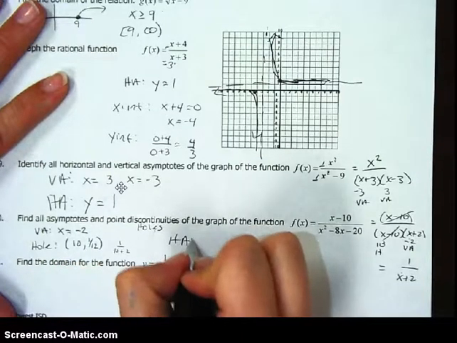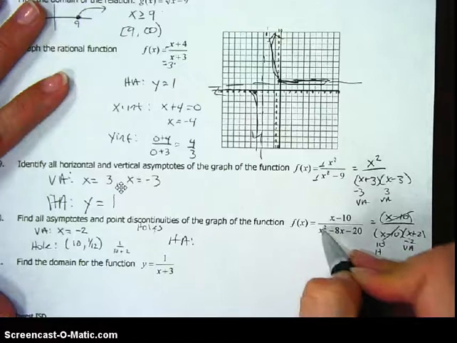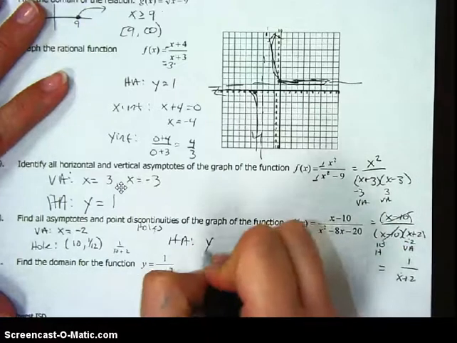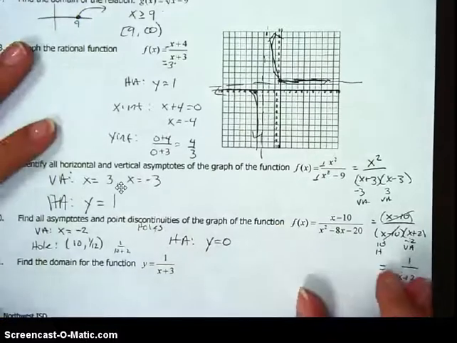Horizontal asymptote, again, we look at exponents. So we've got an x over an x squared. Since the bottom is bigger, we've got a horizontal asymptote at y equals 0, because the bottom is bigger.